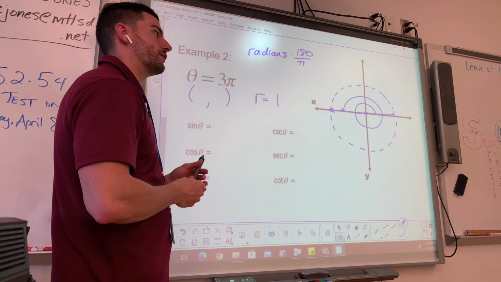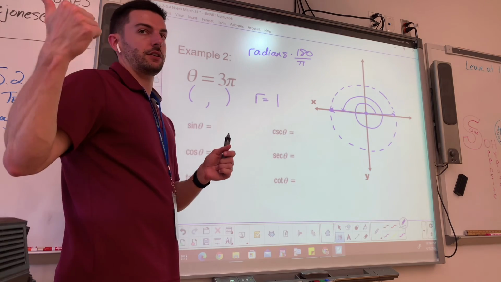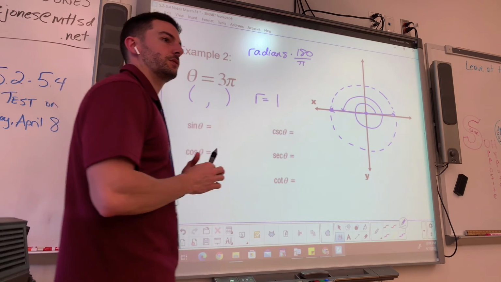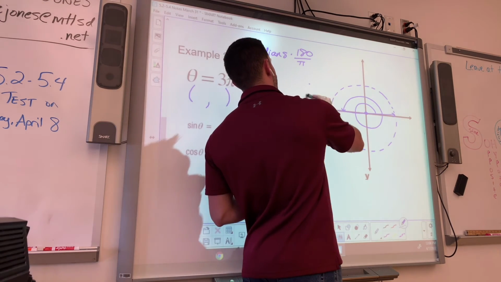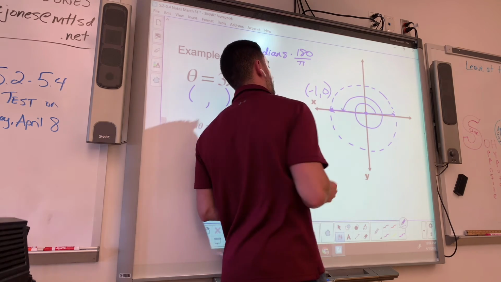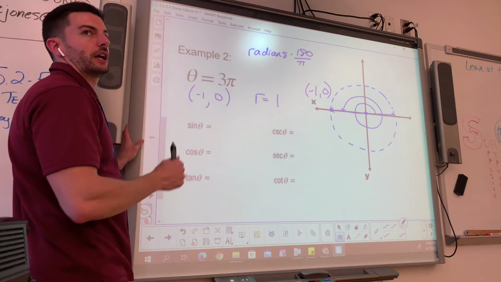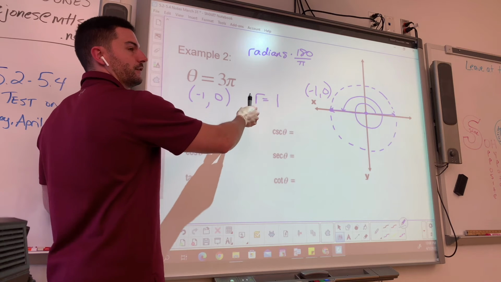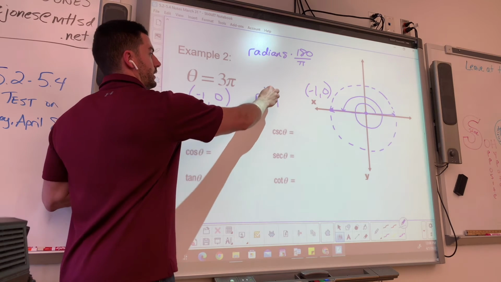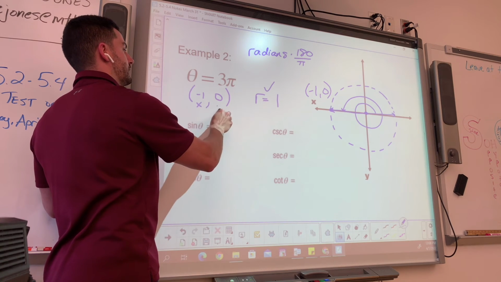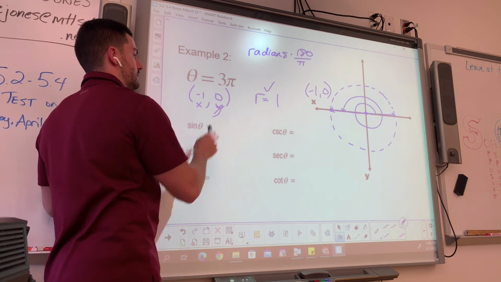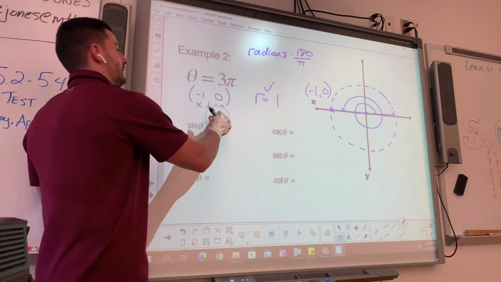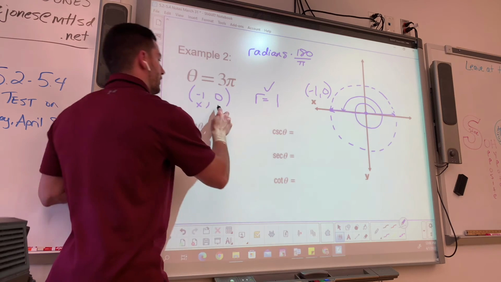Thinking one space away from the origin to the left, which would take me to -1, 0, right? And so again, you have your checklist of things that you need for your trig functions. You have your radius, you have your x value, and you have your y value. Okay, I messed that one up. So that is all we need.